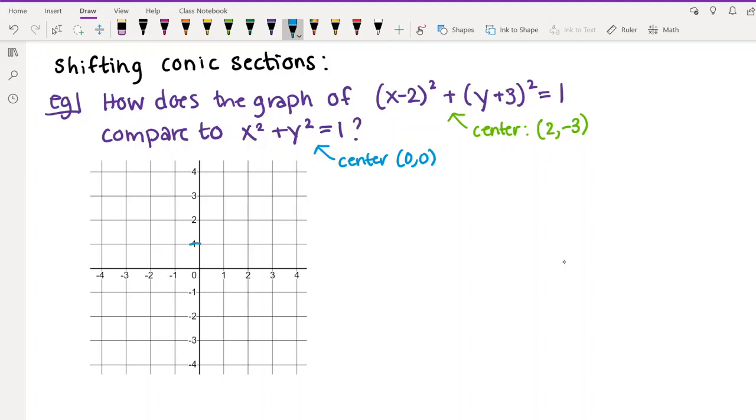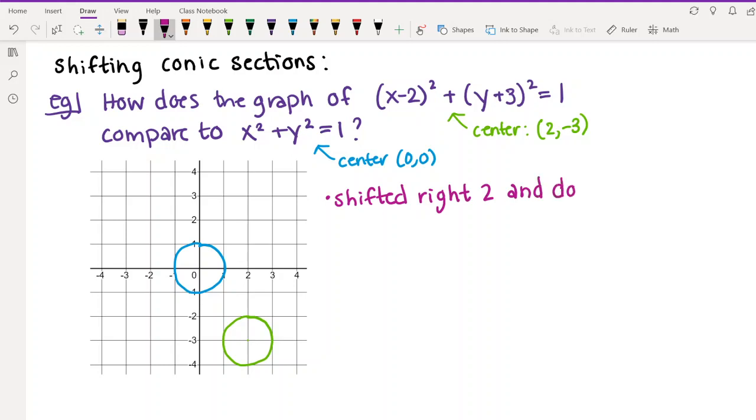So let me just quickly sketch these two circles. This one looks like this. And then the shifted one has a center of, we just said, 2, -3. So that's here, and it looks like this. So to answer the question, how do these actually compare to each other? We can see that it has been shifted to the right by 2 and down by 3.